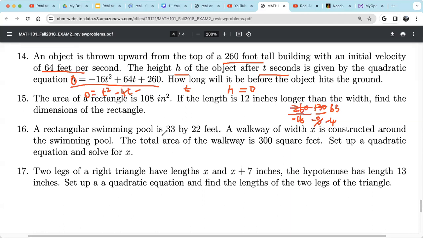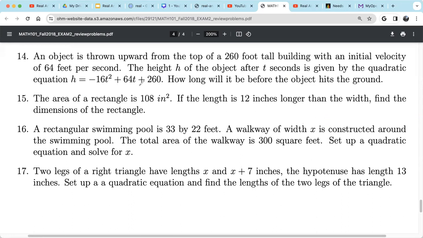So let's divide by negative 8, maybe. Can it be divided by negative 8? No, we start with 16, therefore it can only be divided by negative 4. So we divide by negative 4. Negative 16 divided by negative 4 gives 4t squared. 64 divided by negative 4, that's negative 16. So let me erase and rewrite.